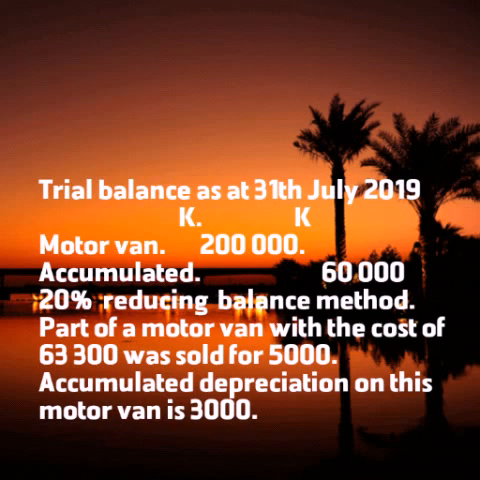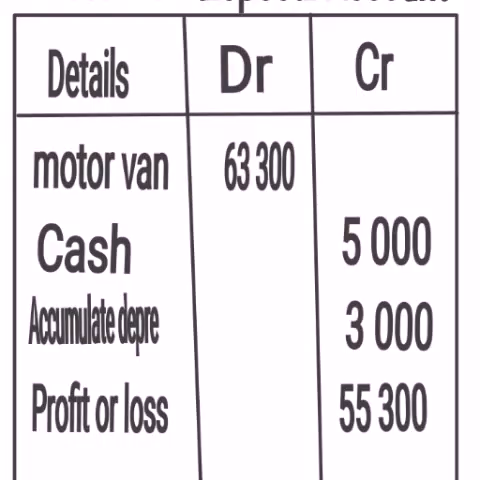So after drawing the table of the motor van disposal, we are going to debit 63,300, the cost of the non-current asset that was sold. And the reason why we are debiting 63,300 is because we are trying to remove this figure from our books. So initially we credit the motor van account, and the corresponding entry we debit the motor van disposal.